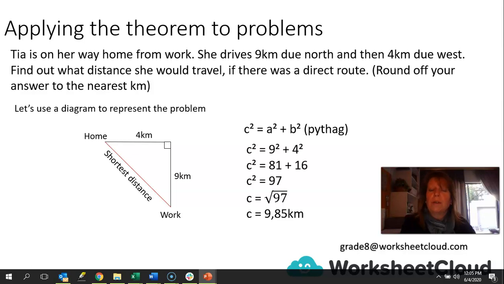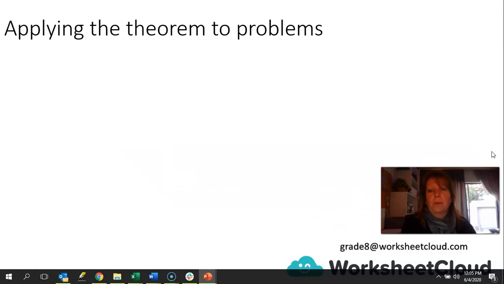If there was a direct route from work to home, she would be traveling 10 kilometers. So what I did first was that I rounded it off to the nearest second decimal place, which is the general rule of thumb. That's what you should do so that you're not carrying on and on with decimal places. So it was rounded off to 9,85. If you're rounding it off to the nearest kilometer, it would give us 10 kilometers. Right. Okay, let's look at our next problem.